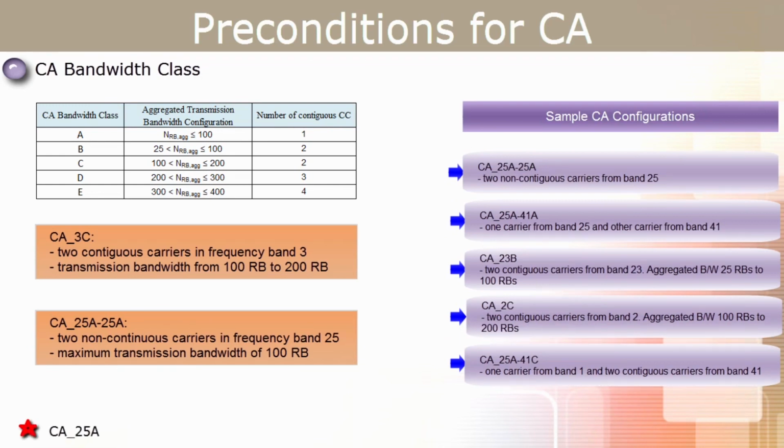Remember, you will never find a CA configuration like CA25A because you need to have at least two carriers for CA. 25A means only one carrier in band 25. To understand this concept, let's consider CA configuration CA1A8A.